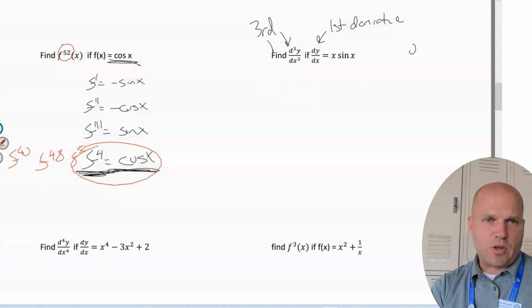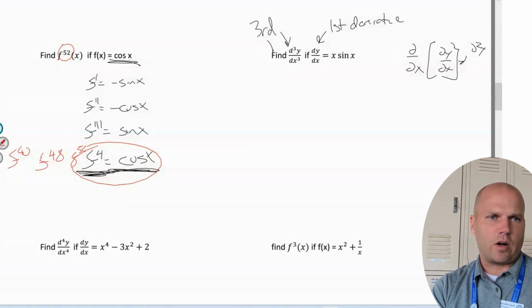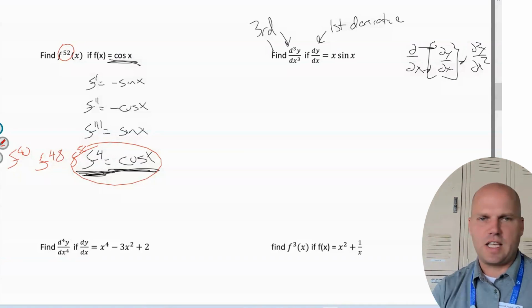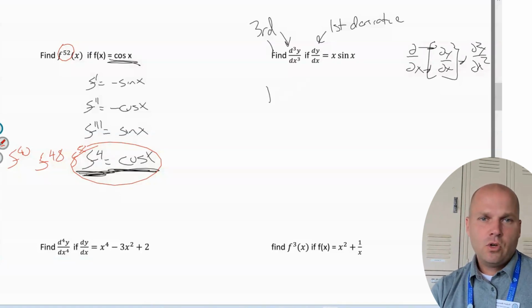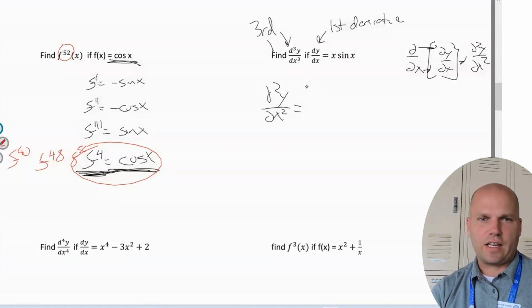Maybe it's important to keep track of notation. If you find the slopes of dy dx, that gets you d squared y over dx squared. Like the d's multiply together, the dx's multiply together. So anyways, we start with the slopes. Now we get our second derivative. We start with the first derivative, we get our second derivative.